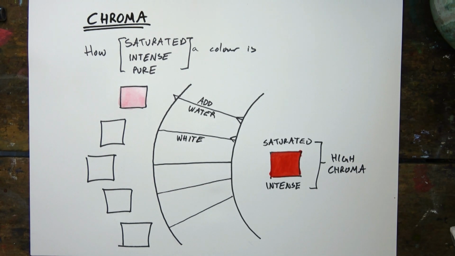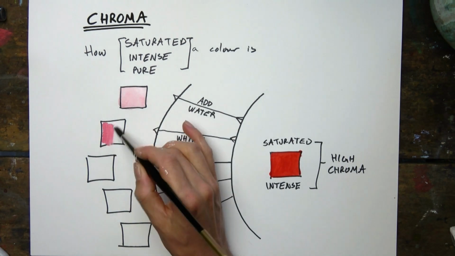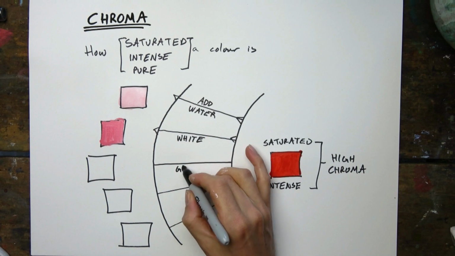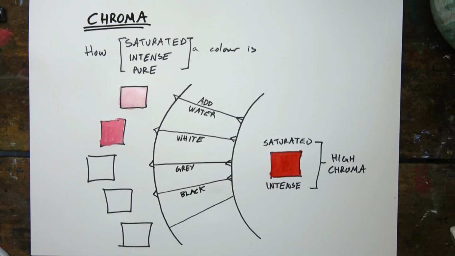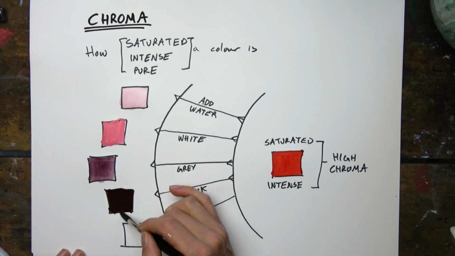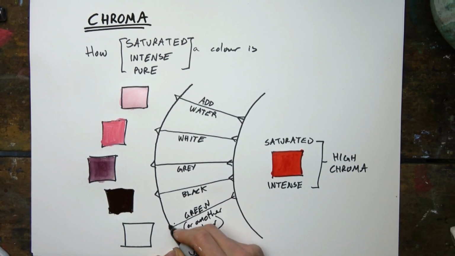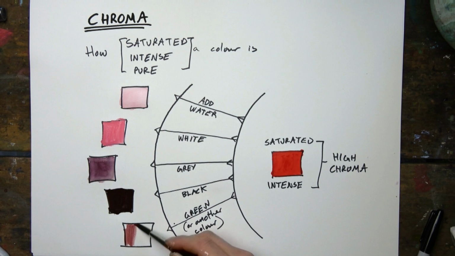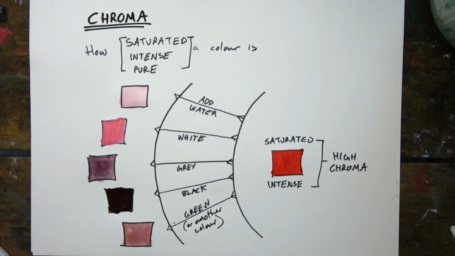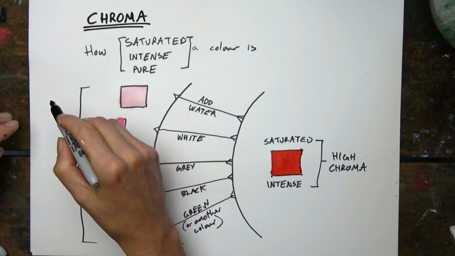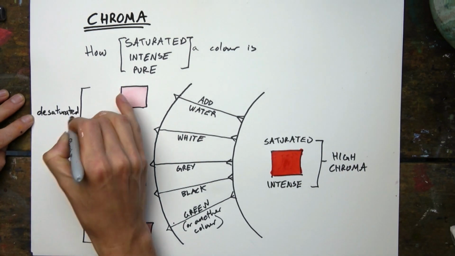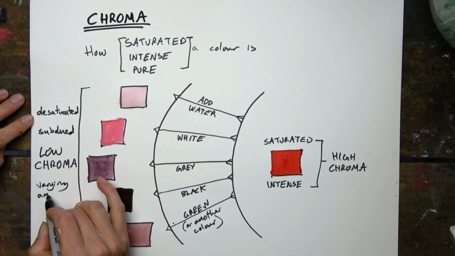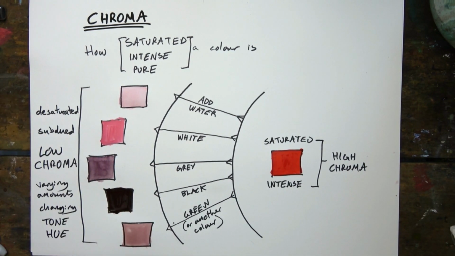And then we can add water to it, we can add white to it, we can add grey and black to it, and we can add another hue to it. In this case I'm going to add green, which is the complementary, which greys it down, and all of these will desaturate or subdue the colour, lowering the chroma, or making it a lower chroma. And you can do this in varying amounts, which is essentially, as well as changing the chroma, changing the tone and the hue.